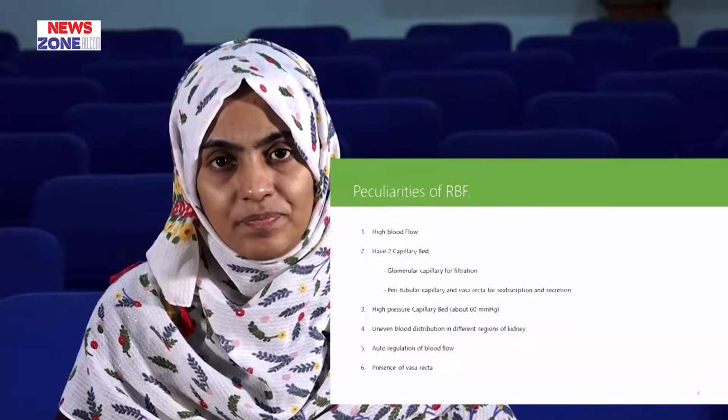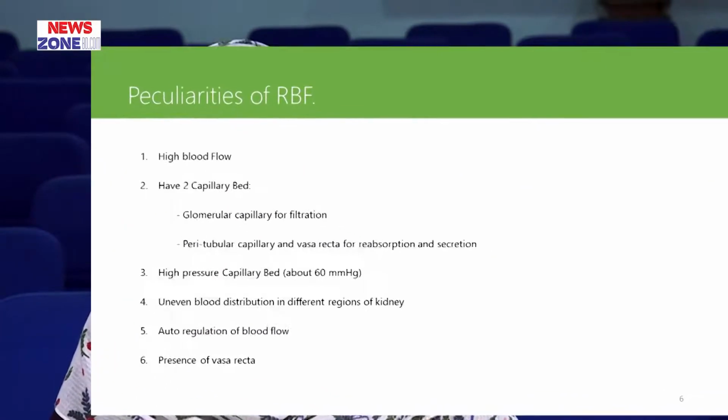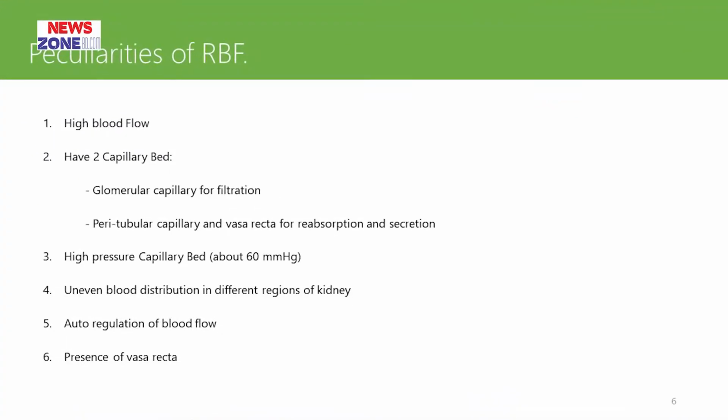It has got two sets of capillaries. One is the glomerular capillary and another is the peritubular capillary. What is the importance of the glomerular capillary? The glomerular capillary helps to form the glomerular filtrate. It is the first step of urine formation, forming the glomerular filtrate.